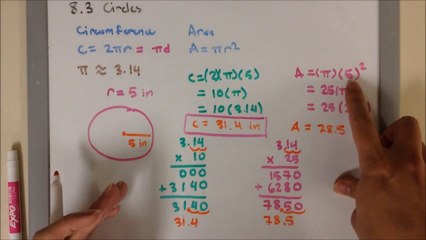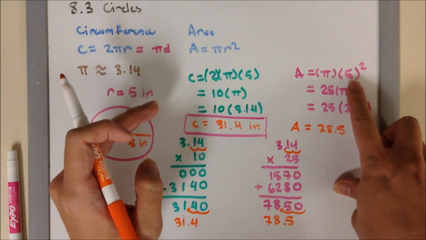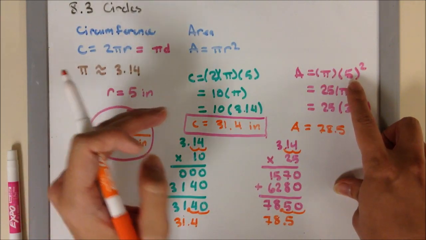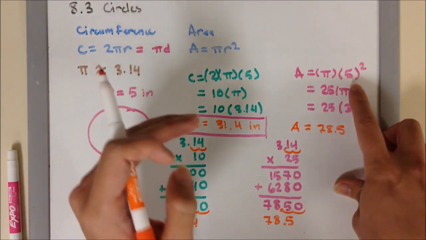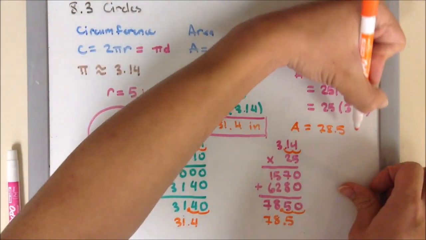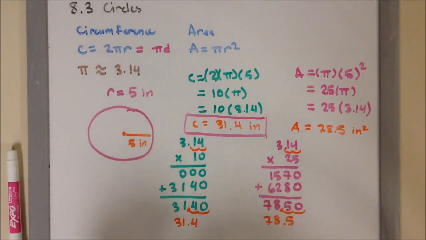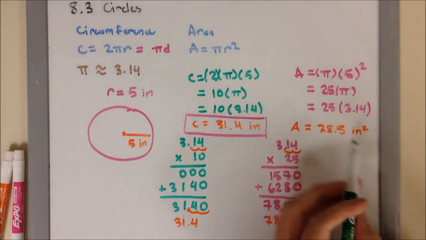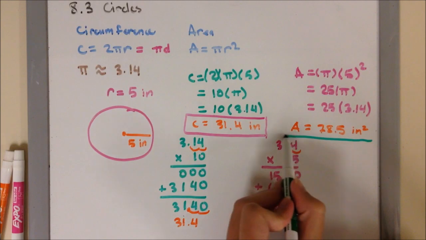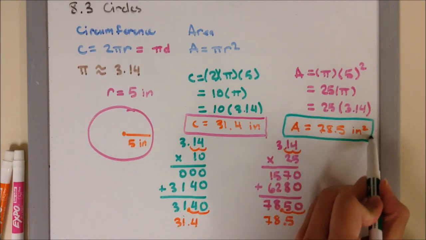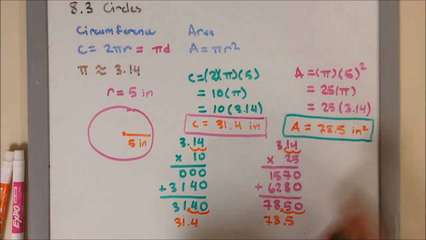focused on the number. If it was 5 inches squared, that means 5 inches times 5 inches, that's going to be 25 inches squared. So my units is inches squared. So again, area is 78.5, I repeat, 78.5 inches squared. So that's basically the work if you're given this picture of a circle and you're asked to find circumference and area.